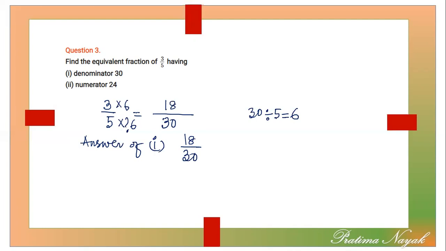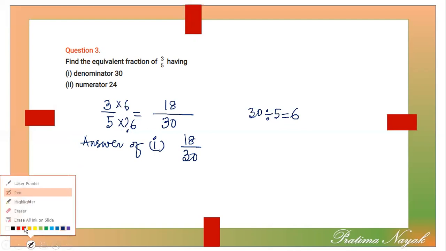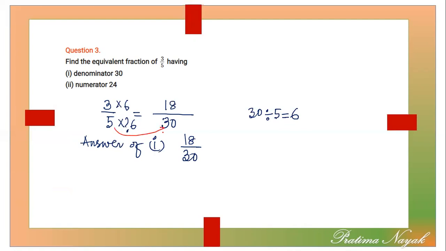And if you understand, there is no need of writing the division part and how you are solving it. Just think of 5 times 6 is 30. So I'll do 3 times 6. So it will be 18.